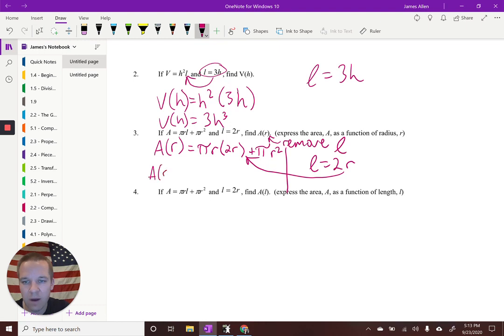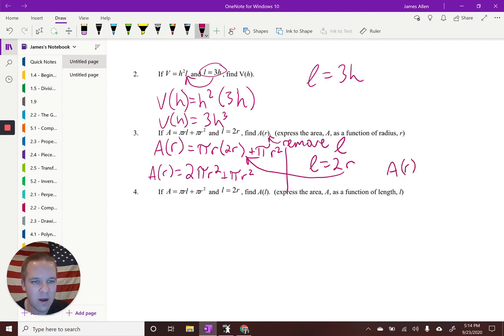All right. So now we can simplify. So if A of r is equal to pi times, this would be 2r squared. So maybe we'll do 2 pi r squared. I think that looks nice. And then plus pi r squared. And I wish I gave myself a little bit more room. So I'm going to put my final answer over here.